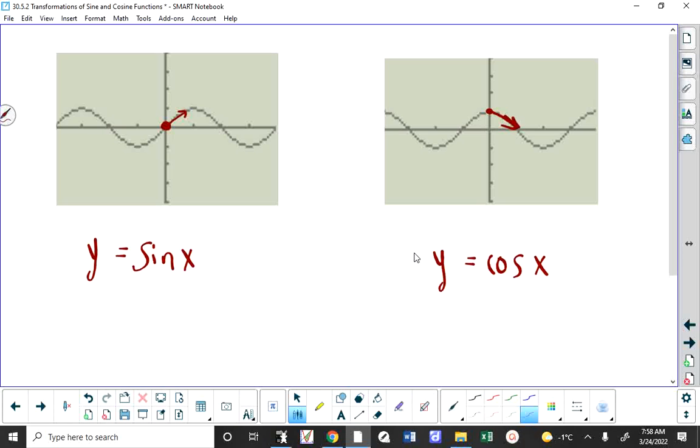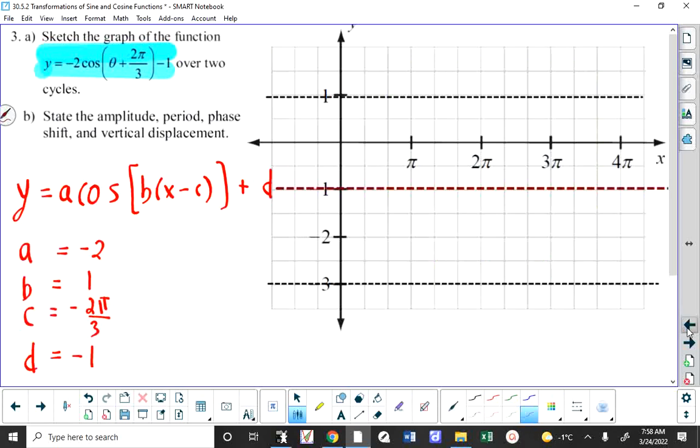So whenever you have a sine function, the start point is normally in the middle and it moves up. When you have a cosine function, the start point is normally at the top and it goes down. How is that helpful here? Well, what that's telling us, since this is a cosine function, is that the graph would normally start at the top and it would normally move down.